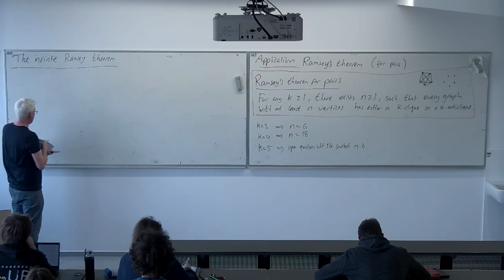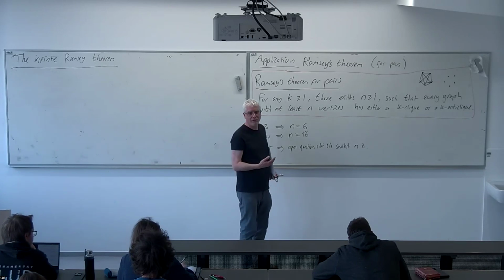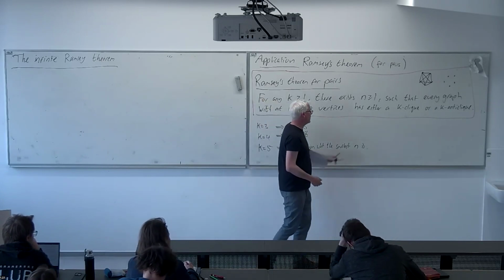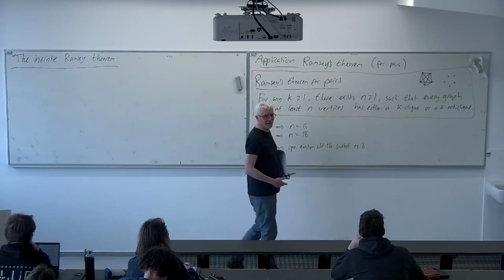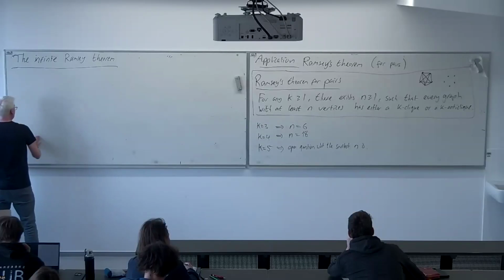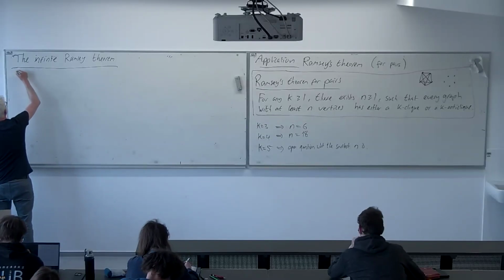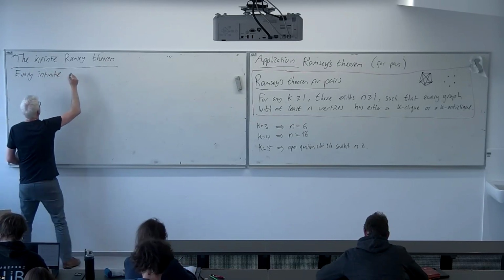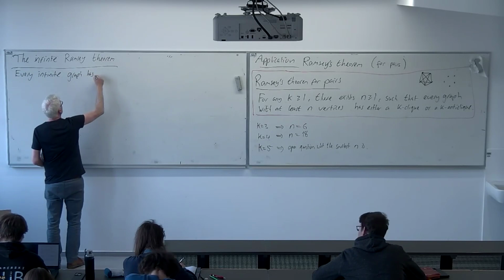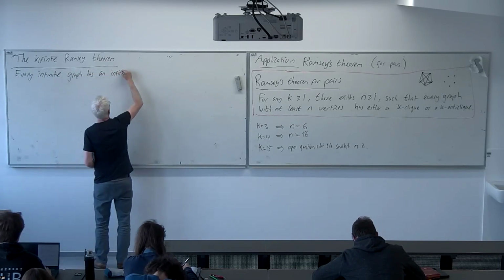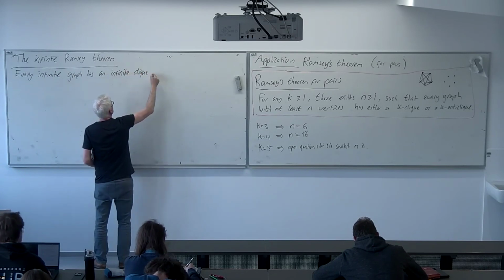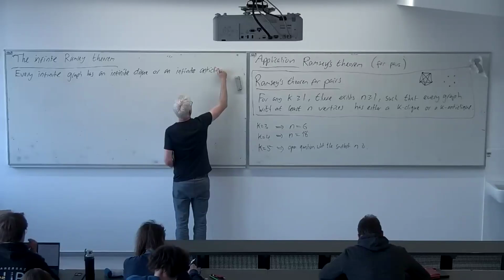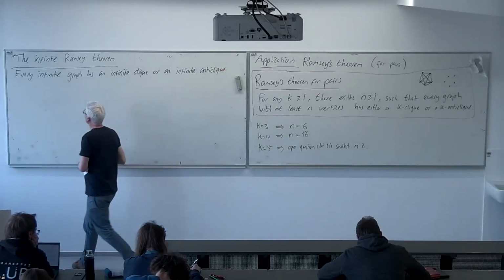But anyway, the infinite Ramsey theorem simply says that in any infinite graph, there is either an infinite clique or an infinite anti-clique. And I should also say the use of the word either here is linguistically wrong because there could be both. Maybe I shouldn't have included that, but it's too late. So, for every infinite graph, let's not say either in this case, every infinite graph has at least one of an infinite clique or an infinite anti-clique. Okay, that's the infinite Ramsey theorem.